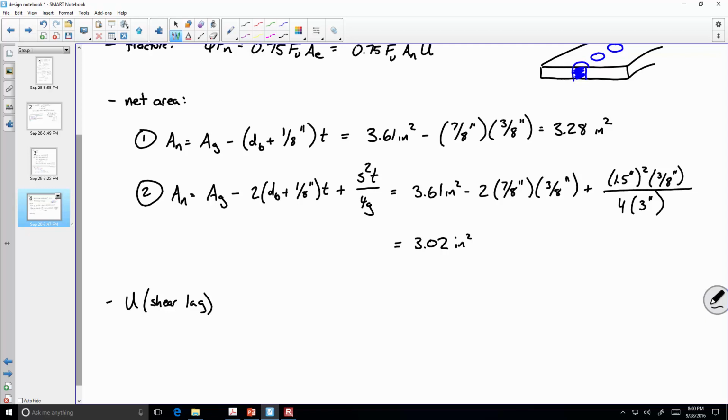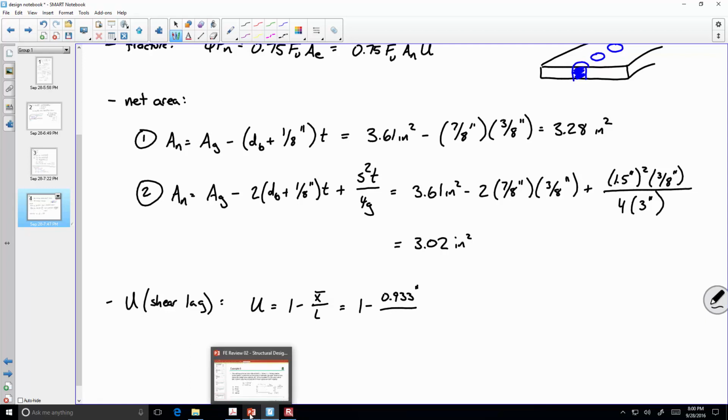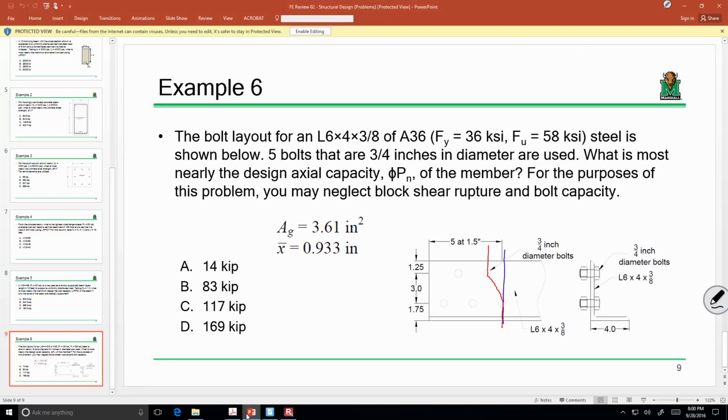Now, to calculate shear lag for a situation like this, it's going to be 1 minus x bar over L. Now, x bar was given, that's 0.933. The L is the total out-to-out length of the connection, okay? So when I say out-to-out length of the connection, I mean from bolt to bolt. So how far is that? Think about that.